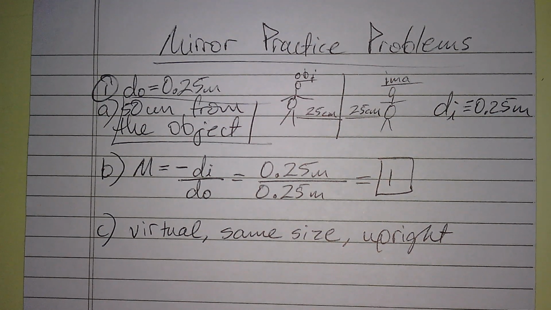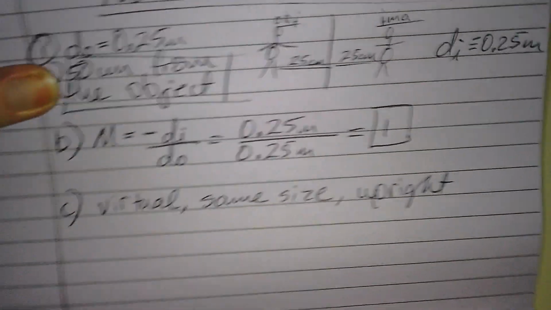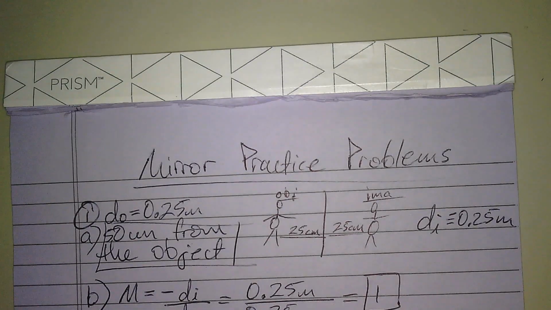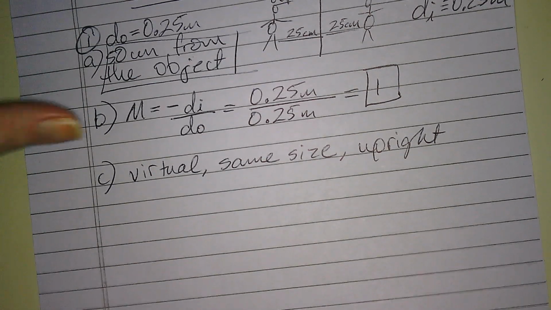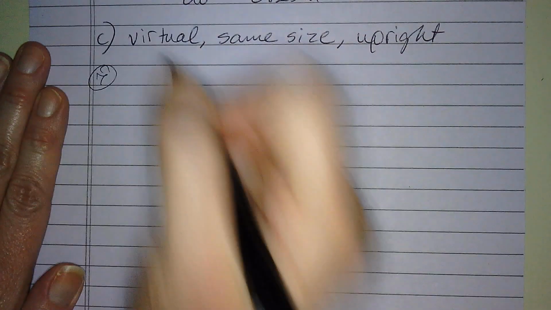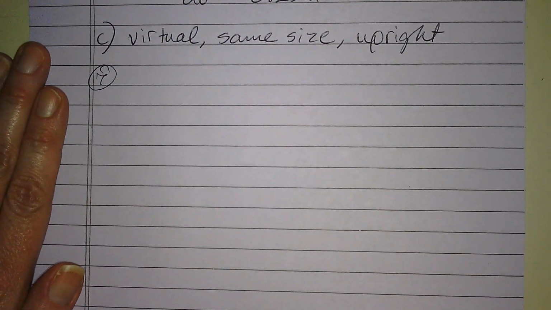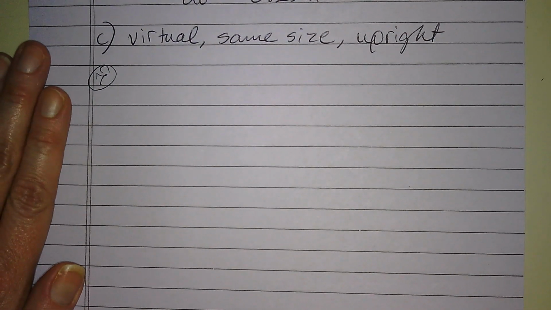So let's find one that's maybe a little bit harder than that. I like concave mirrors. They're the hard ones to me. Let's look at number 7. I'm going to set up number 7 for you. So number 7, you have a 10 centimeter tall candle.